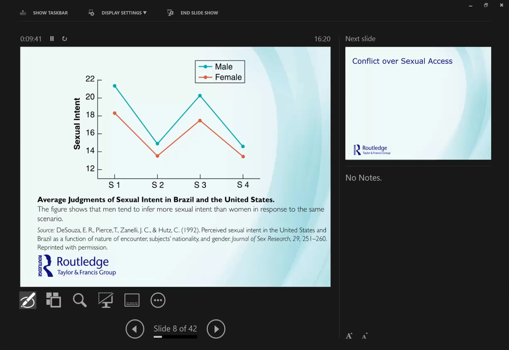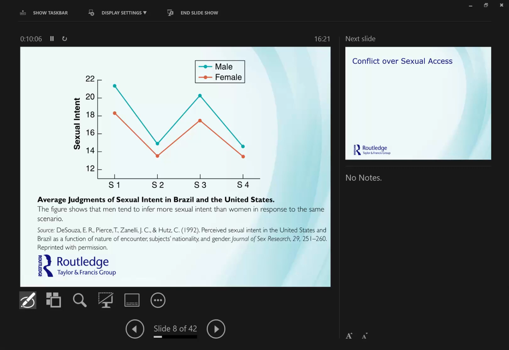Oh, not yet. I thought this was because there was a study of jealousy, but this is a study of folks in the United States and Brazil. Not too big of a deal. Basically, what they're doing here is they're looking at again these judgments of sexual intent, and they were asking individuals, if you looked at a male, if you looked at a female, and you tried to judge their intent.